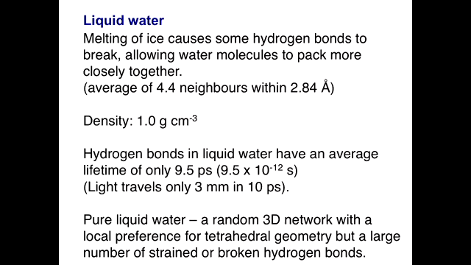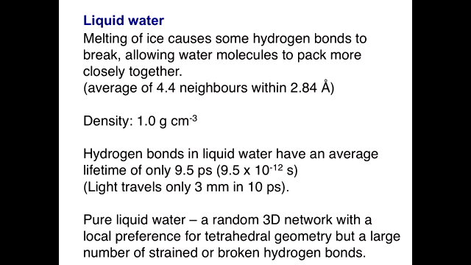When we melt the ice, we disrupt the hydrogen bonds, but we also allow the molecules to come closer. And so it turns out in liquid water that there's an average of 4.4 neighbours within 2.84 angstroms of water molecules. So the water molecules come closer together and we end up with something which has a higher density than the solid water, the ice.